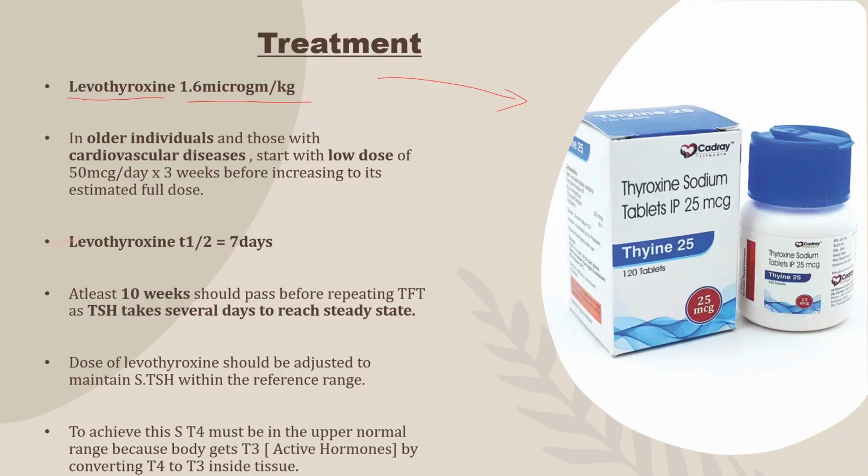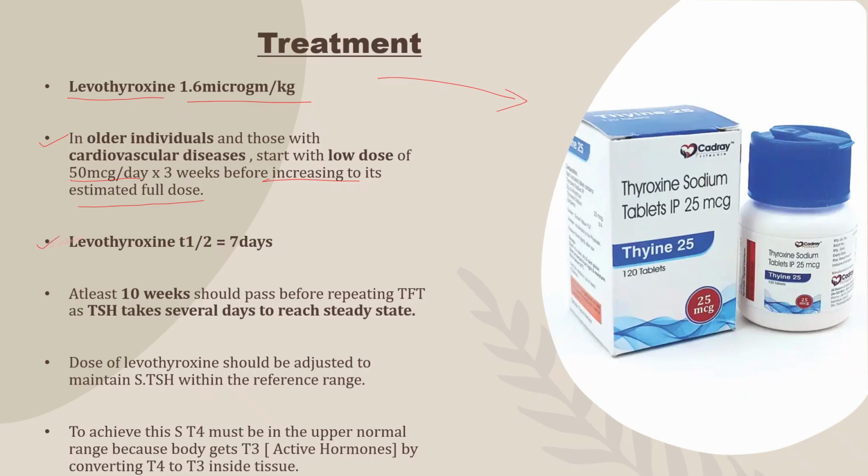In older individuals and those with cardiovascular diseases, you have to start the thyroxine tablets at a lower dose. That would be a dose of 50 microgram per day for a period of 3 weeks before increasing it to its estimated full dose. Why? Because a patient with cardiovascular disease or older individuals are very susceptible to metabolic stress. So it would be wise to start the patient with a lower dose and increase it gradually.